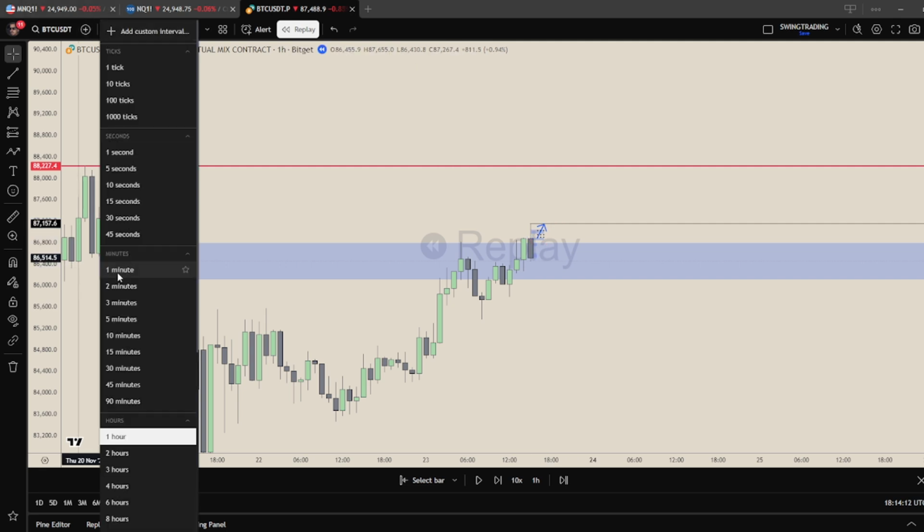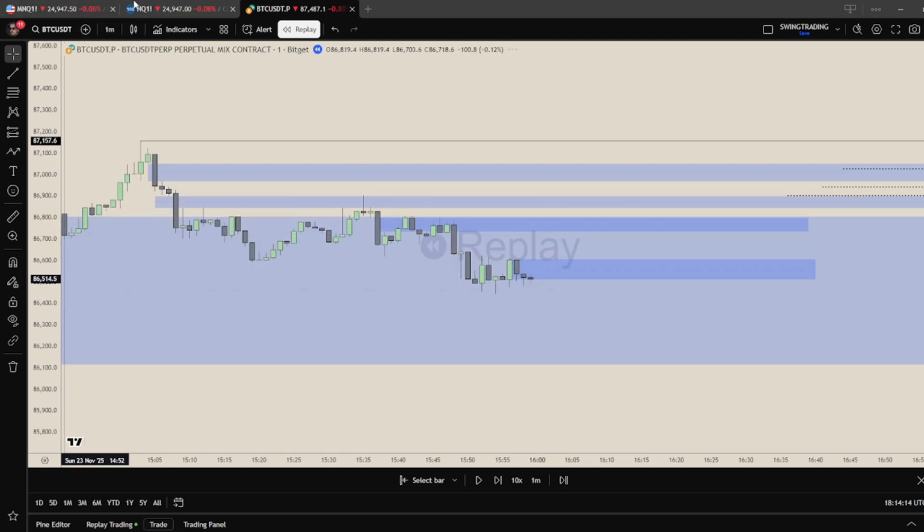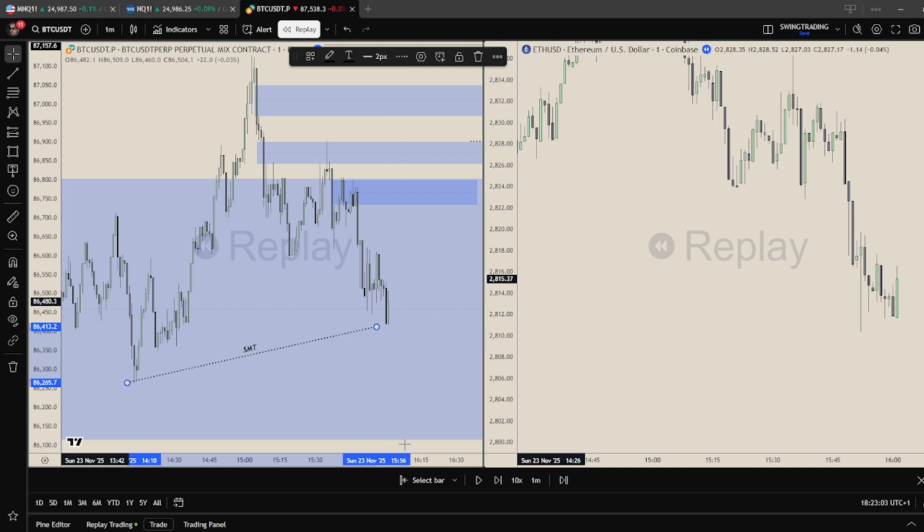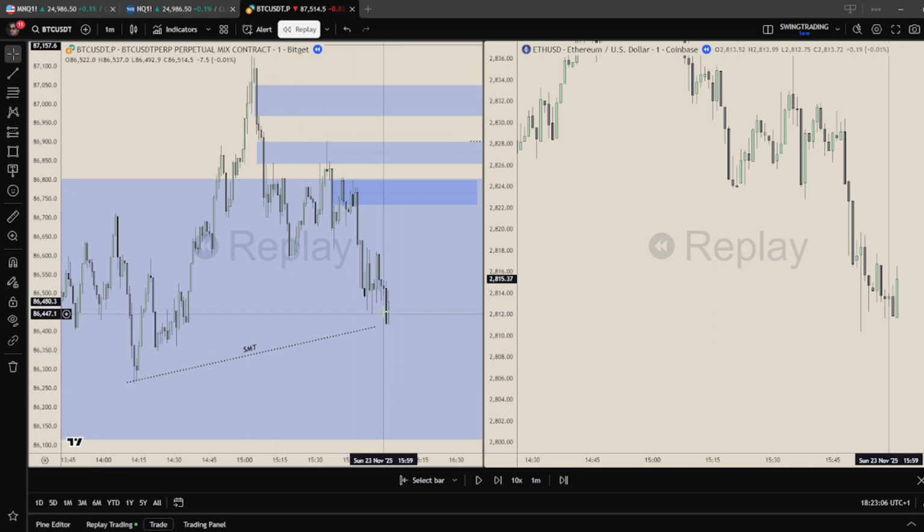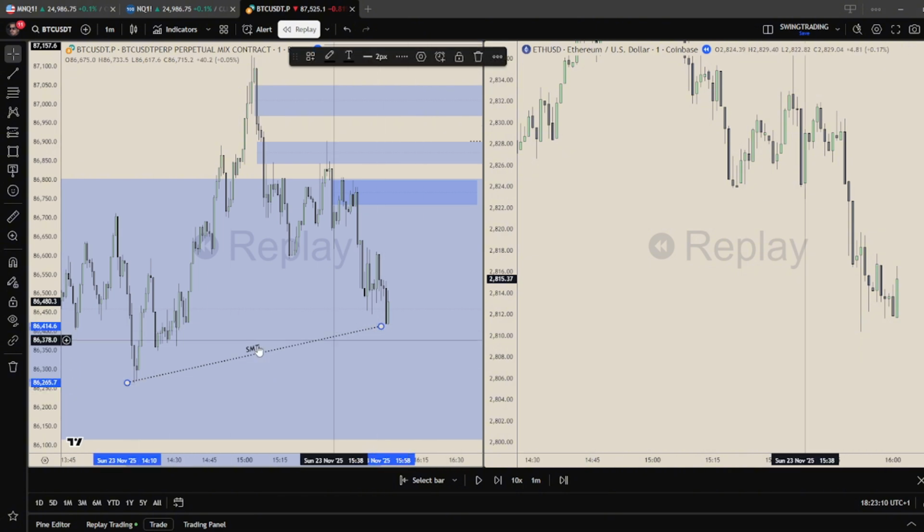So let's now jump into the 1 minute execution. As you can see, we are inside our point of interest and we have cracking correlation. We have SMT with Ethereum.